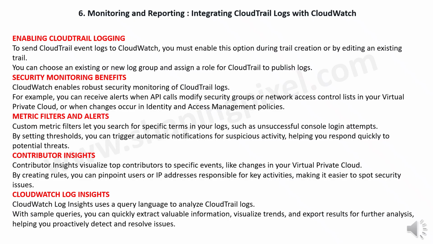CloudWatch enables robust security monitoring of CloudTrail logs. For example, you can receive alerts when API calls modify security groups or network access control lists in your virtual private cloud, or when changes occur in identity and access management policies. Custom metric filters let you search for specific terms in your logs, such as unsuccessful console login attempts. By setting thresholds, you can trigger automatic notifications for suspicious activity, helping you respond quickly to potential threats.